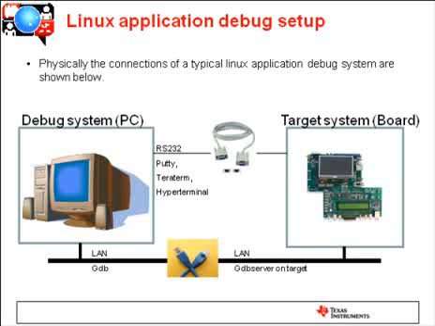The connections can vary depending on the configuration of both systems. For example, GDB can run on the RS-232, or the terminal can run on the LAN.